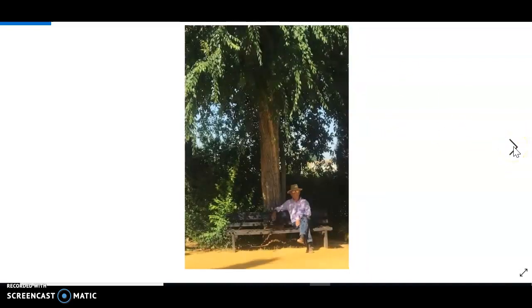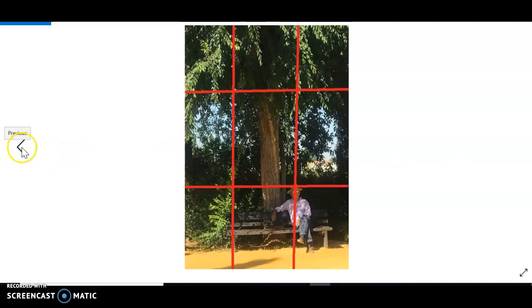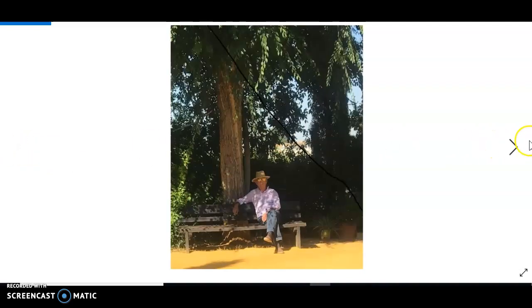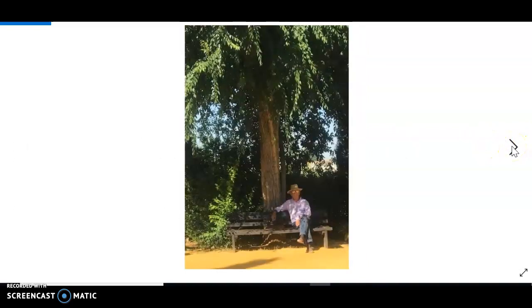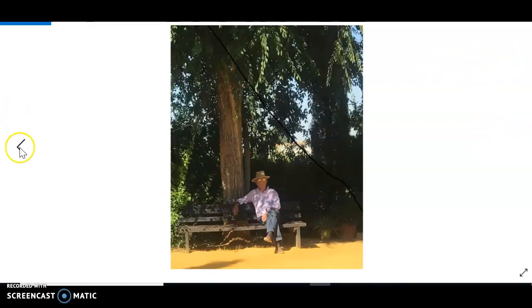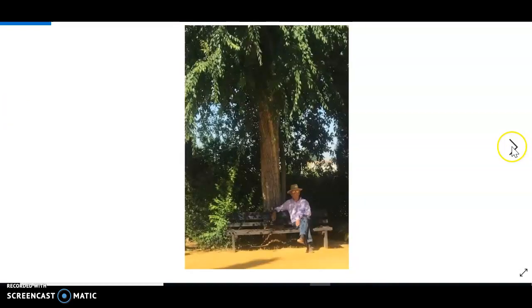Now, when I redo that as a rule of thirds photo, you can see I've kind of placed him off center, and it's a little more interesting. It's a little more artistic. So centered, rule of thirds. And that's kind of what I'm looking for today, the difference between centered and rule of thirds.